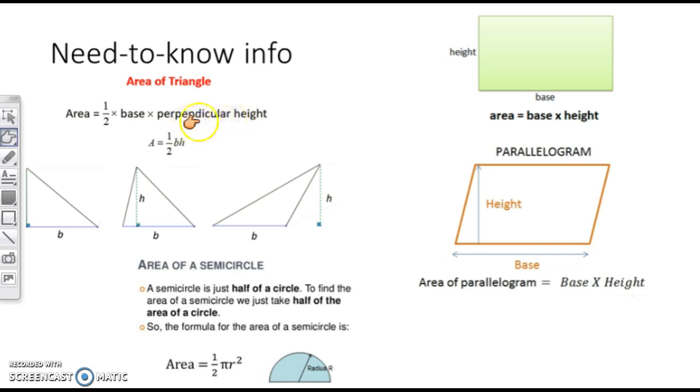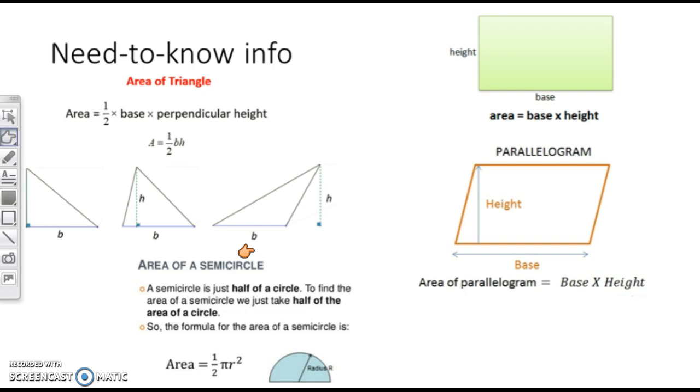And I really like here how it says perpendicular height, because I just want to remind you that the height has to be perpendicular to the base. So sometimes that's one of the sides of the triangle, sometimes that's in the middle of the triangle, and sometimes it's outside of the triangle. But whatever side you let be your base, please don't forget that the height has to be perpendicular to it.